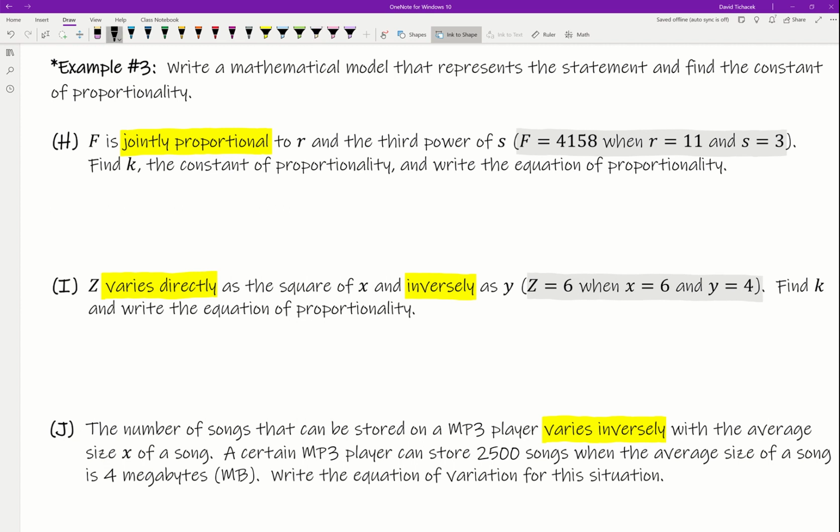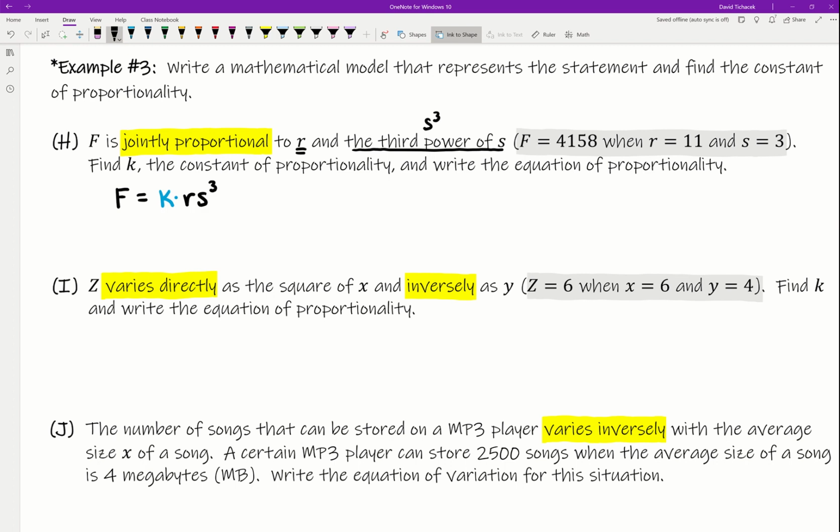So in part H, it says F varies jointly with R and the third power of S, okay? So varies jointly means that we're going to be related to these 2 quantities here. The third power of S, of course, is just S to the third power. And so we could write that model in a way that looks like this. F is going to be jointly proportional, which means that it's some sort of constant times your 2 other unknowns, so R and S cubed.